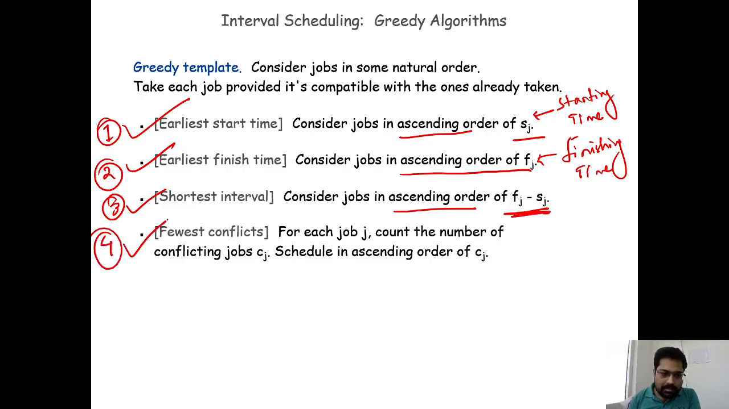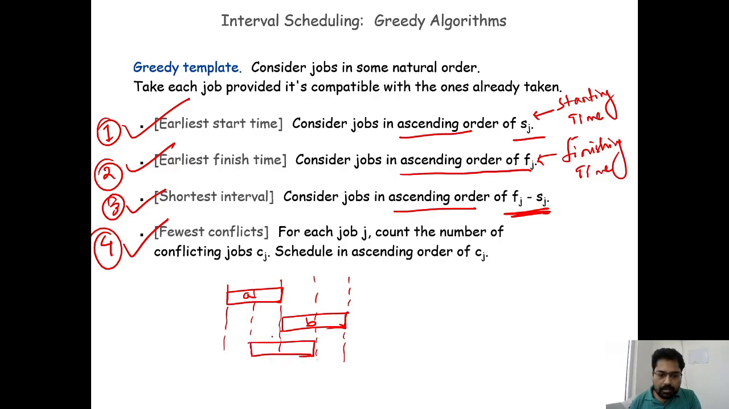And the fourth one is fewest conflicts, means you can say conflicts are a part of compatibility also. Like, say there is a job A. I'm just saying this one, this is B, and this is C. Clear? This is C.